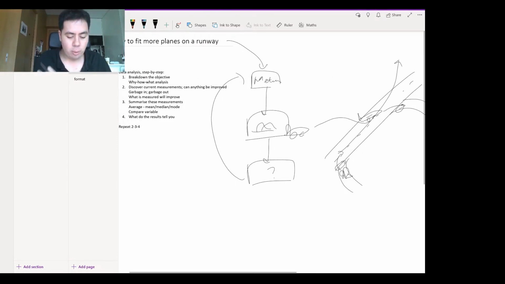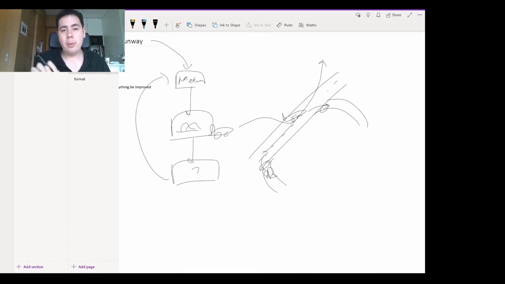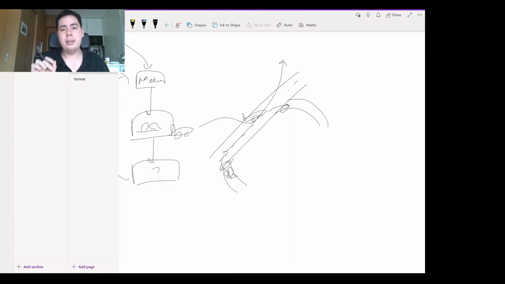Now, why do we want to do that? So doing our why, how, what analysis. Why we want to fit more planes on this runway is that airlines pay a fee to the airport for landing. They pay air traffic control fees, landing fees, parking fees, airport fees, all sorts of fees are paid. And those are part of the money they bring in from passengers. So having more passengers through the airport means more revenue for the airport, more revenue for the airline, and more people traveling. So more people should be happy.